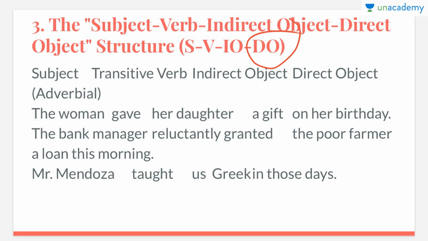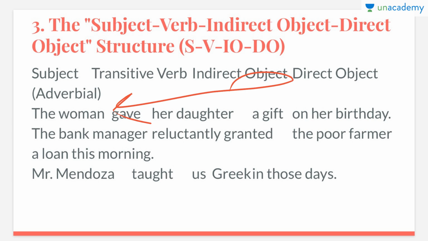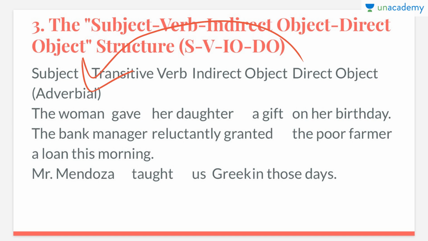Subject, transitive verb, indirect object, direct object, adverbial. These objects are also called adverbial. So instead of adverbial I can say this also, or instead of this I can say this also. So please don't get confused between them.